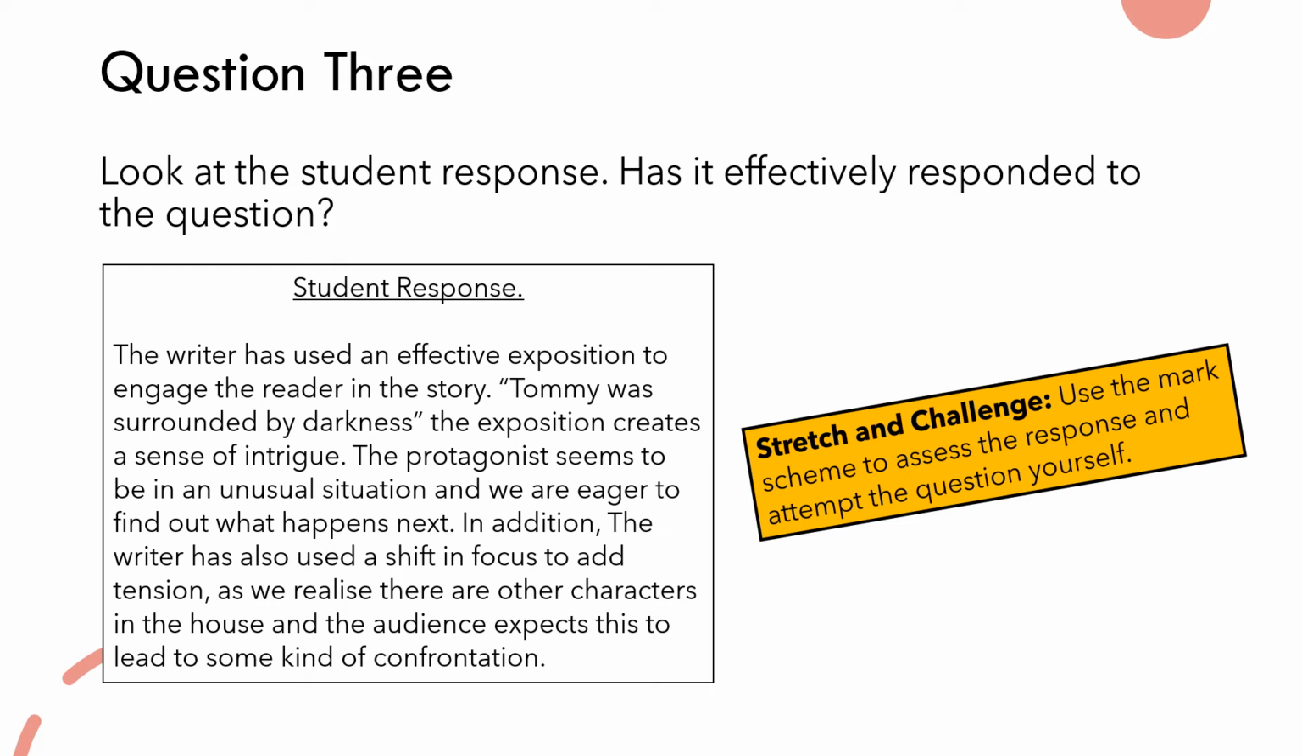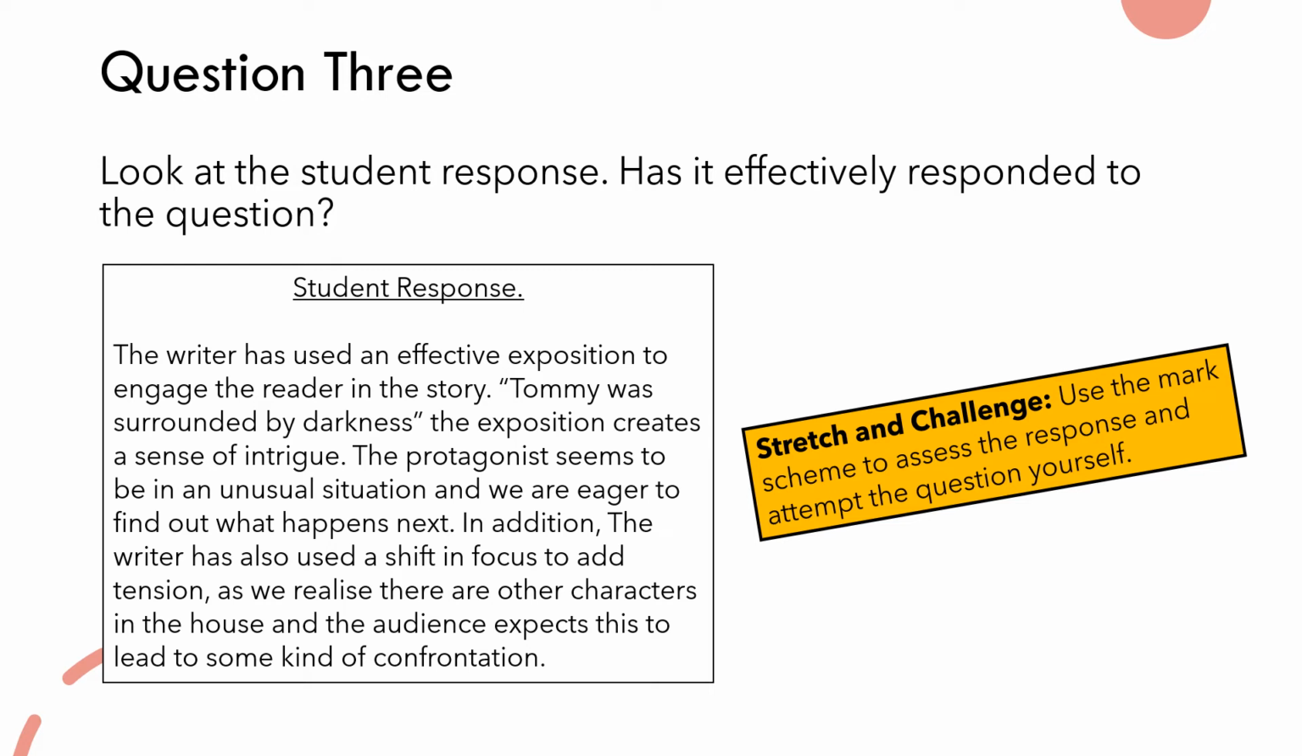Even though the question isn't present on the board here, you should know that question 3 is always going to be, how has the writer used structure to interest the reader? Okay, so have that in your mind as we go through the response. So it says, the writer has used an effective exposition to engage the reader in the story. Tommy was surrounded by darkness.